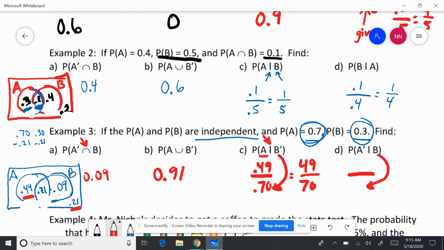Looking at letter D, our given part is B. B includes these two right here, which is 0.3. Now, of those two, which one is not A? Well, this one's not A. So we have 0.09 at the top. So once again, no decimal fractions. So 9 over 30, and you're welcome to reduce it.